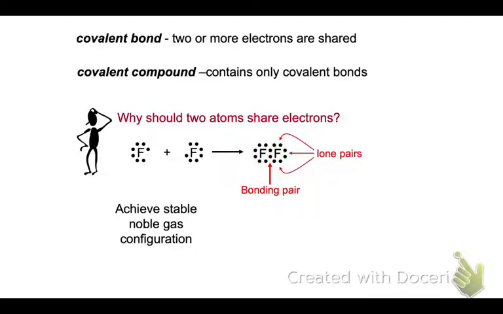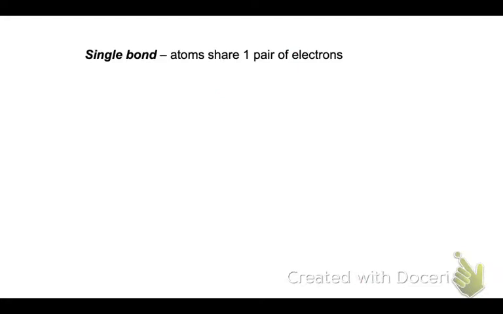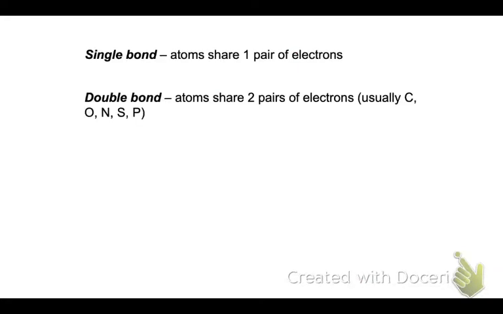A way to draw the shared electrons, which is the preferred way in chemistry, is to draw a covalent bond as a dash. Every dash means two shared electrons. Every dash is a single covalent bond, meaning two shared electrons. So in a single bond, the atoms share one pair of electrons. In a double bond, the atoms share two pairs of electrons, and that usually happens between carbon, oxygen, nitrogen, sulfur, and phosphorus. Here is an example.